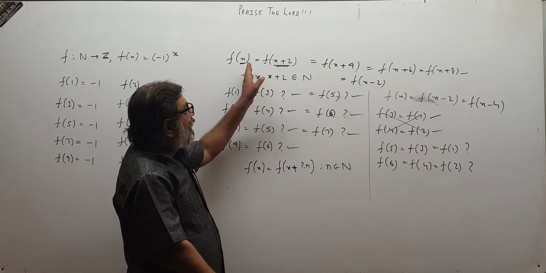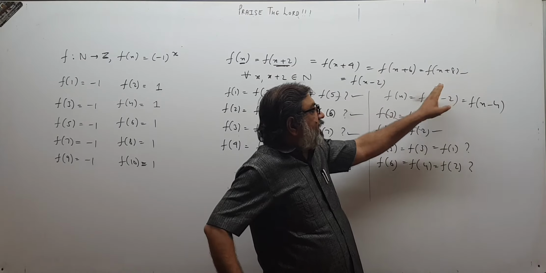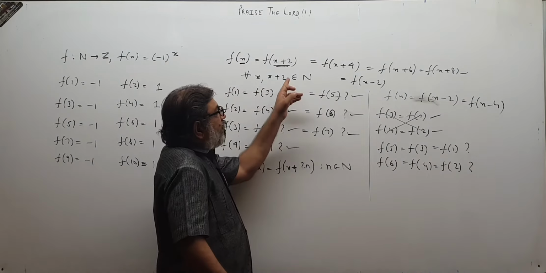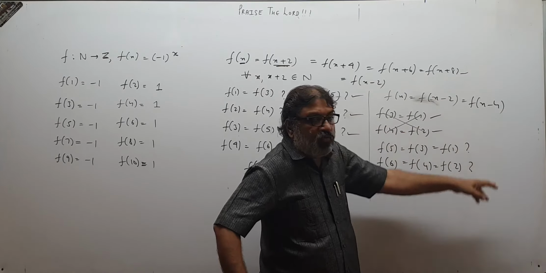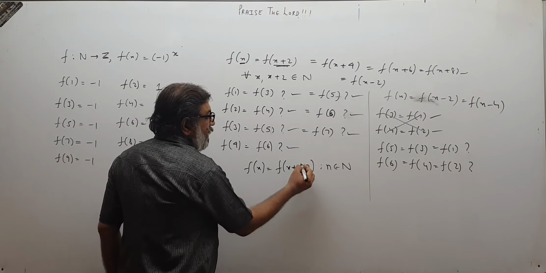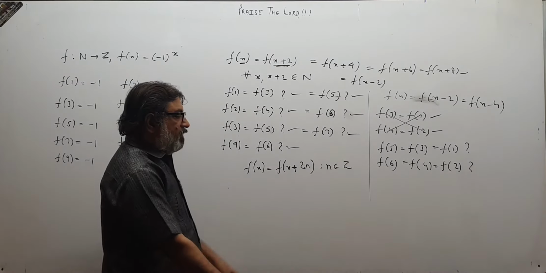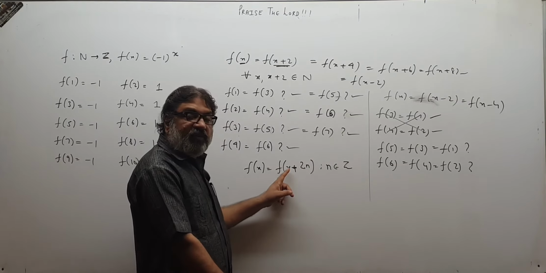That means f(x+2), f(x+4), f(x+6), f(x+8), f(x-2), f(x-4). That means multiples of 2 can be added to x or they can be subtracted from x. So I will write f(x+2n) where n belongs to Z. So if n is minus 1, this will become x minus 2. So f(x) equals f(x-2).